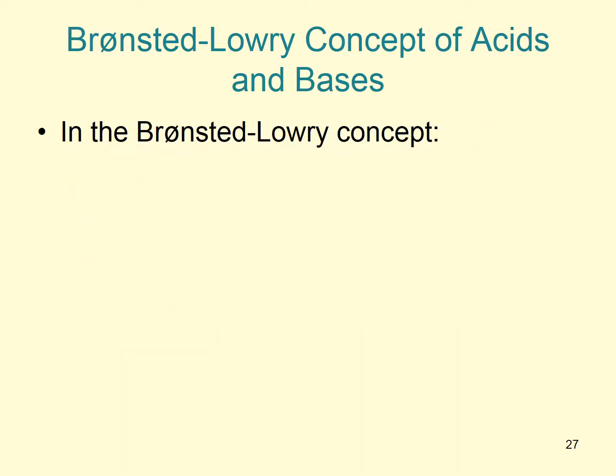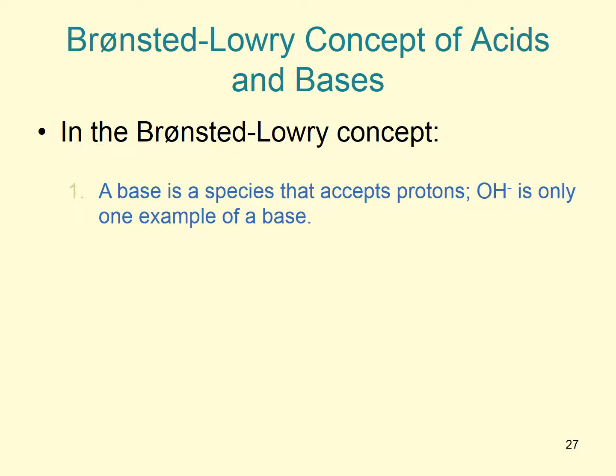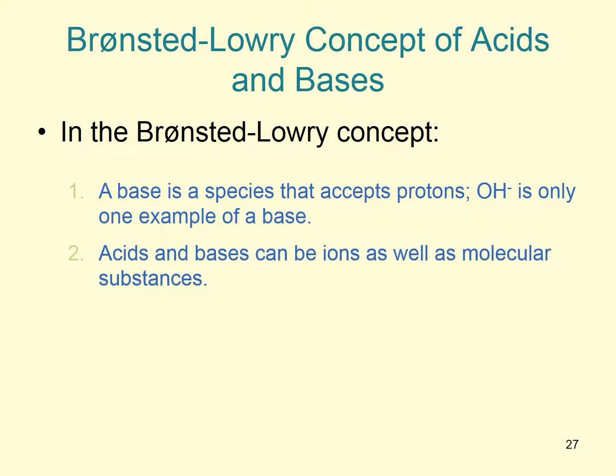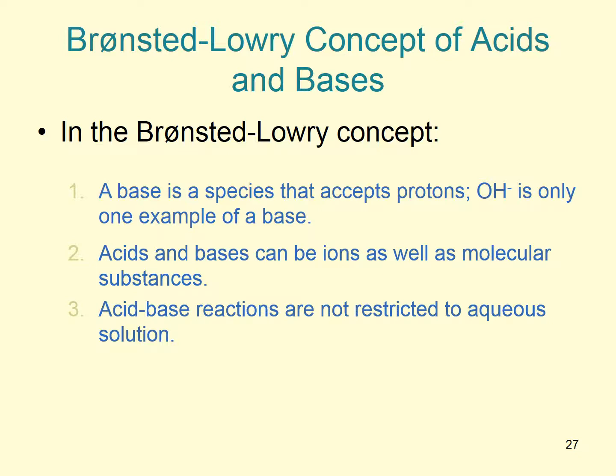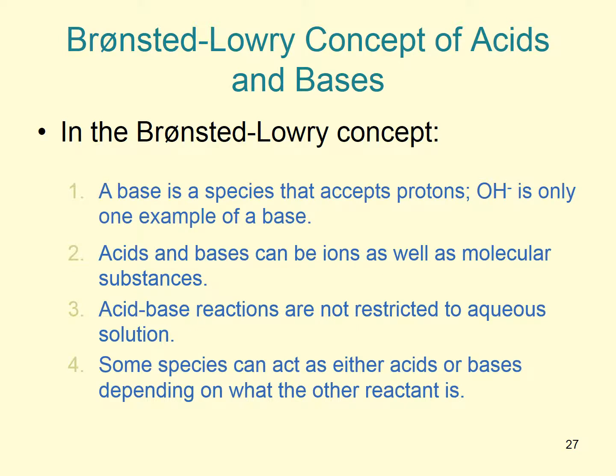So just to summarize the Bronsted-Lowry concept, a base is a species that accepts protons, and OH negative is really only one example of a base. There could be other things that are bases. An acid, of course, is something that donates a proton. Anything can be an acid that has a proton to donate. Acids and bases can be ions or molecules. Acid-base reactions are not restricted to aqueous solution, unlike the Arrhenius theory that said it had to be dissolved in water. You don't have to have water at all. And then finally, we know that some species can act like an acid or a base, depending on what the other reactant is. So these are all really important things to keep in mind.